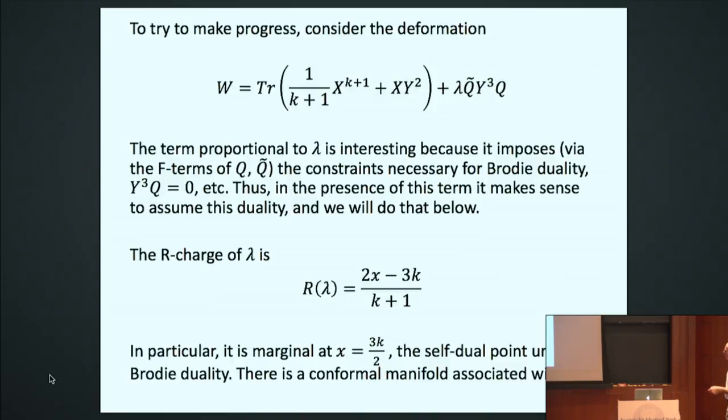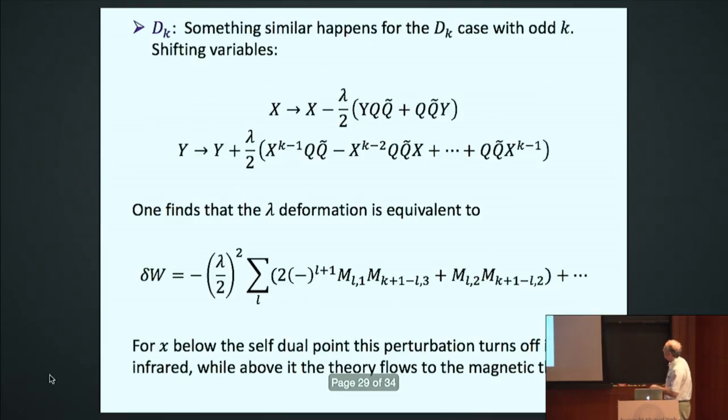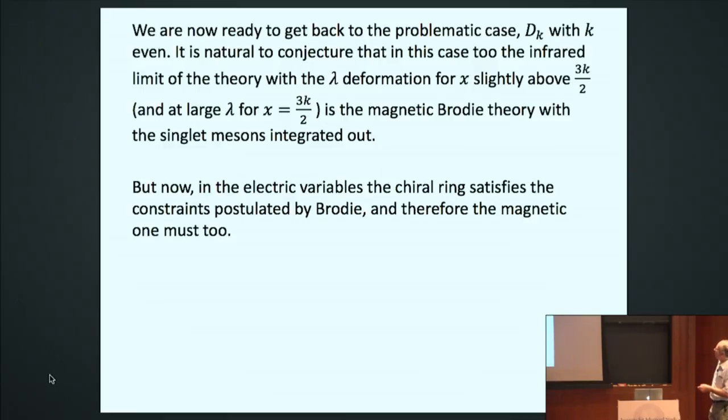So some of the elements of the discussion are the same, like the calculation of this R charge doesn't care about whether k is even or odd. And so, for example, if the coupling x is above the self-dual value, this is a relevant perturbation, and you have to be able to answer the question, where does the theory go? Now, at the same time, as I mentioned before, it's reasonable in this case to expect that Brody's duality provides a good guide to the physics simply because the constraints that he used are valid. And so we can conjecture, and this is not something that I have proof of, that in this case, like in the other two cases that I just outlined, the infrared behavior at x above this value, or the large lambda behavior at the self-dual point, is the magnetic Brody theory with the singlet mesons integrated out.